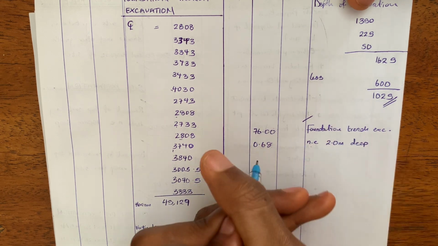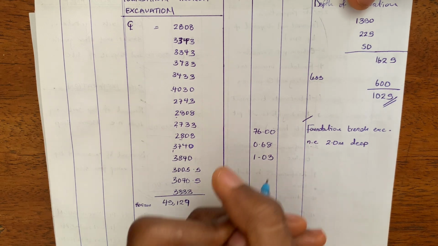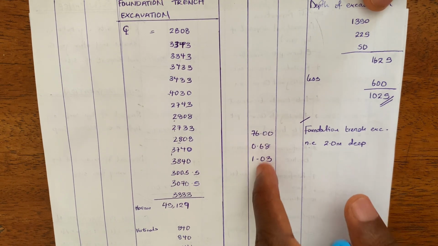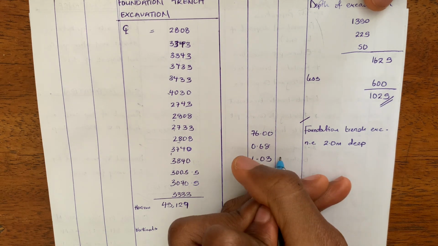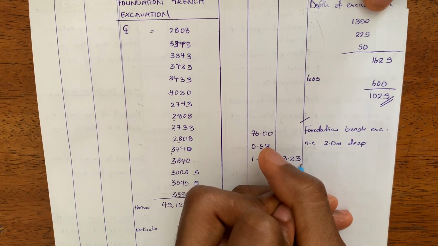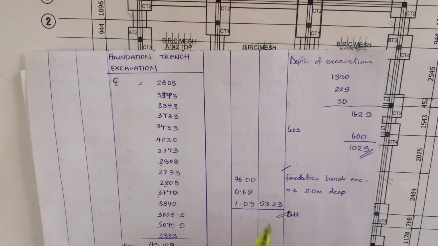And then the depth of our trench is 1.025, which is 1.03. So when you do your maths by multiplying these three parameters together, 76 times 0.68 times 1.03 is equal to what? 53.23. So this is what the total volume will be excavating for our what? Foundation trench.